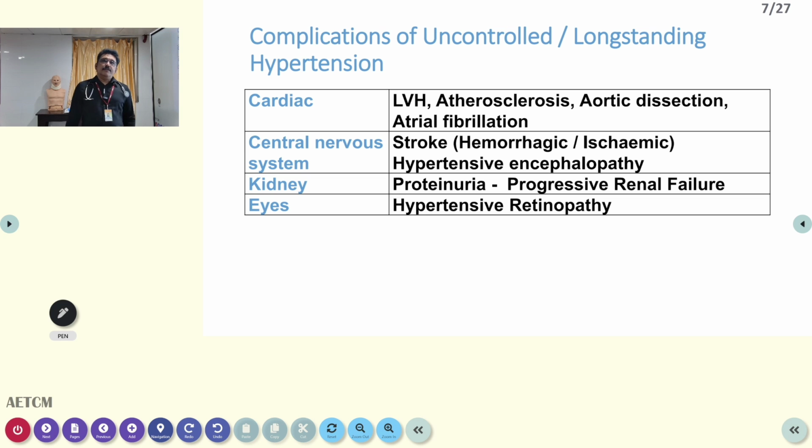Now, complications are very important. In any patient who has had hypertension for a long time, LVH is classically seen. You can get it on ECG or echo can be done. Atherosclerotic heart diseases, aortic dissection, atrial fibrillation, stroke, hypertensive encephalopathy, and hypertensive retinopathy, all these things can be seen. But remember, proteinuria is one of the important lab investigations which will tell you that the kidneys are involved. So, before developing actual kidney disease like elevation of creatinine, you can see proteinuria in many patients having hypertensive or diabetic nephropathy.